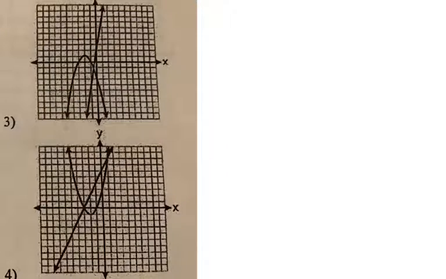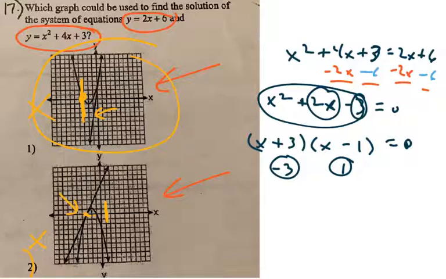Let's go to this one right here. 1, 2, 3. Negative 3 is right here again. This line's not crossing it, so it looks like it must be our fourth choice. And notice right here, it does cross at negative 3, and right there, it does cross at positive 1. So that's why I'm going to pick choice number 4.